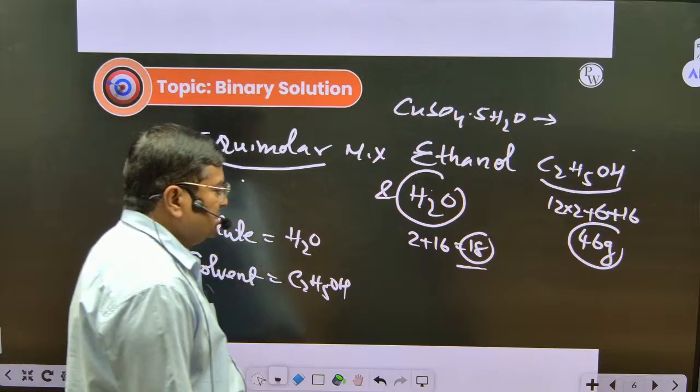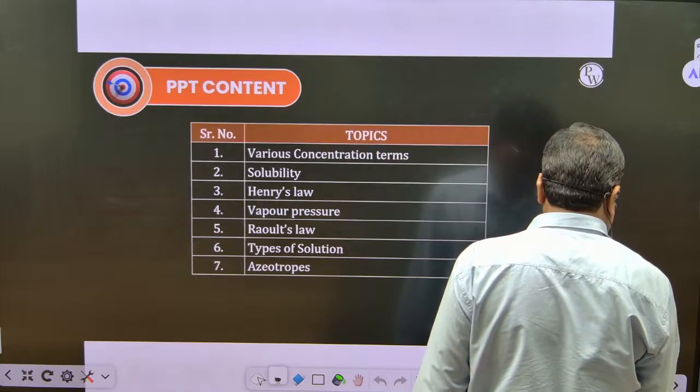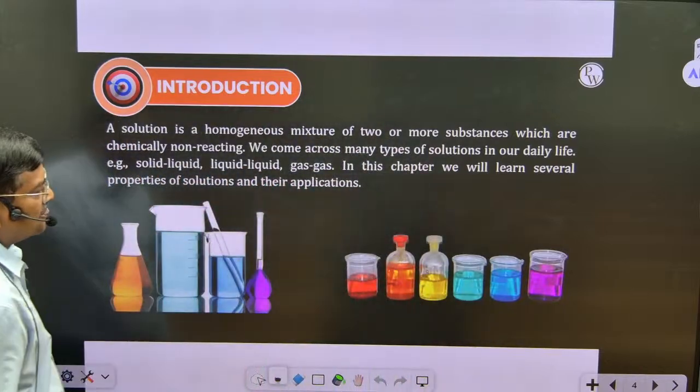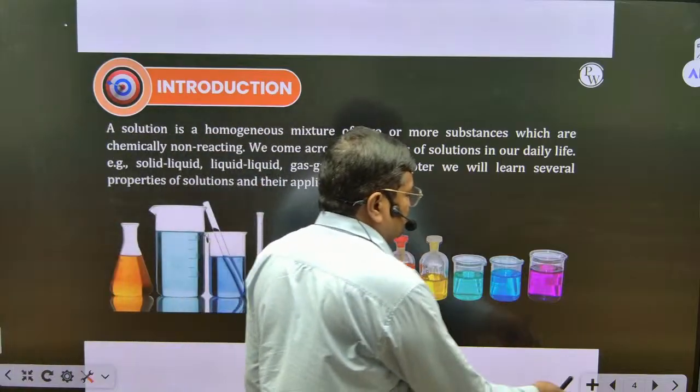Now I will share the PPT of what we discussed till now. Now have a glance at this introduction. Can you see this? A solution is a homogeneous mixture of two or more substances which are chemically non-reacting. We come across many types of solution in our daily life, for example solid mixed with liquid, liquid mixed with liquid, gas with gas. In this chapter, we will learn several properties of solution and their applications. This is the introduction we discussed till now.